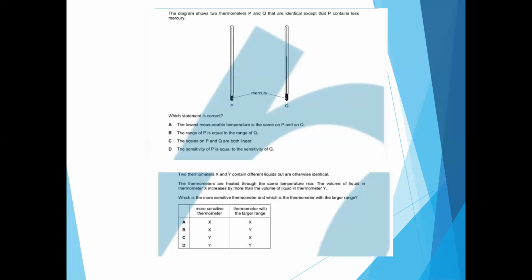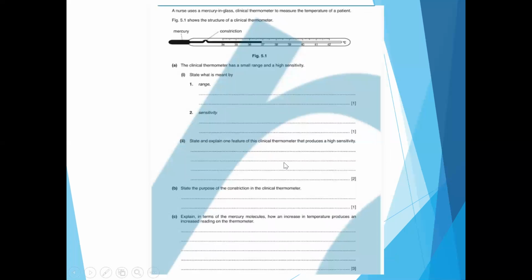So in the first one at 10 centimeters, it's at 100 degrees Celsius, and in the second one at 10 centimeters, it's at 200 degrees Celsius. So automatically the second one has the larger range. So that's why Y has the larger range. And then the last question is from theory.